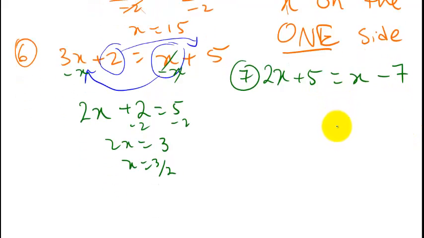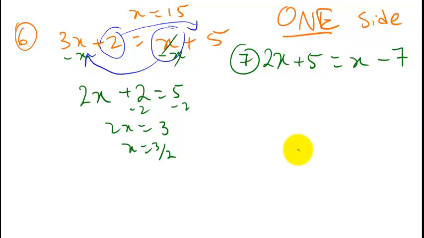Alright, now what? I want x's on the one side. Take away x from the other x, and then that becomes 2x. 2x take away x is just x. Wait, why? Oh yeah, 2 chocolates take away a chocolate. x plus 5 equals minus 7. How do I get rid of the plus 5?